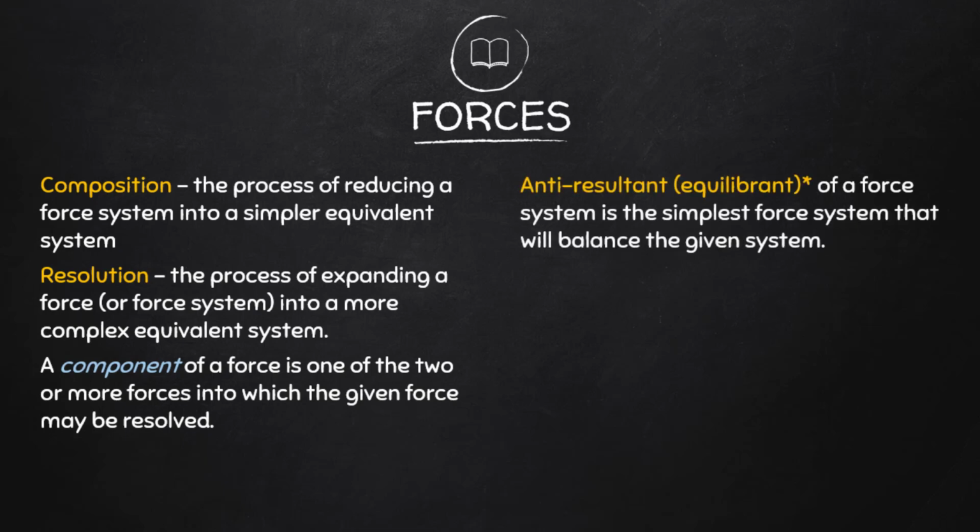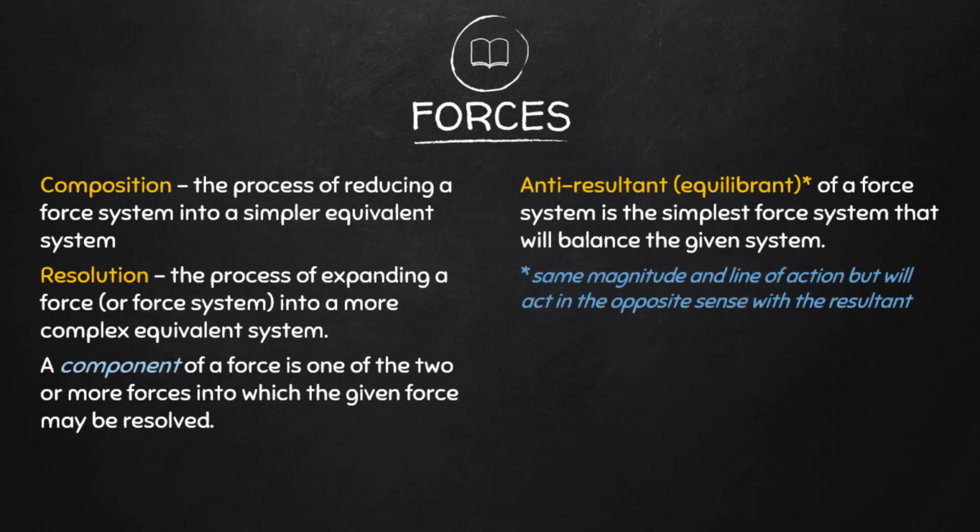The anti-resultant or the equilibrant of a force system is the simplest force system that will balance the given system. In the case of a resultant, it will have the same magnitude and line of action but will act in the opposite sense.